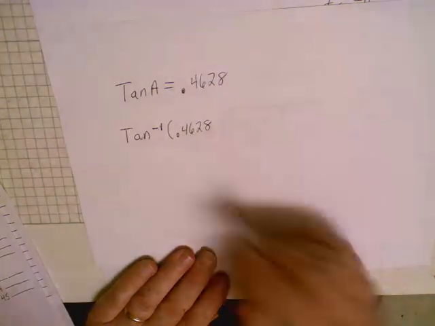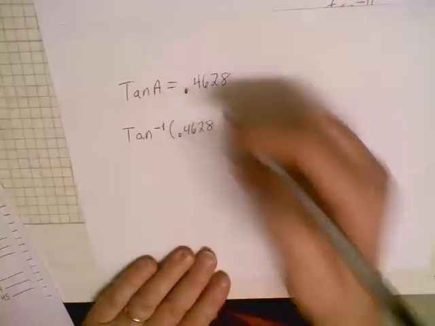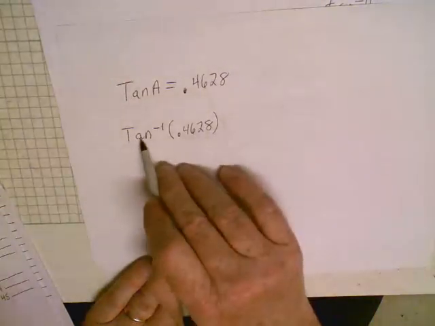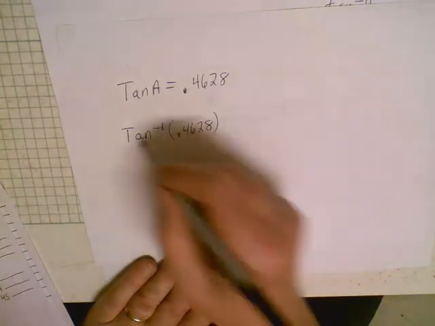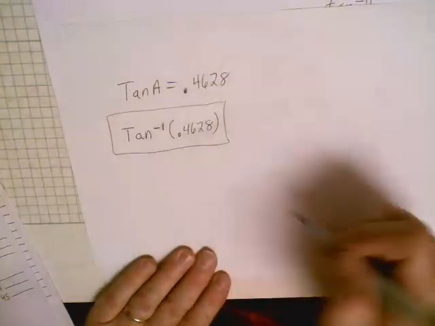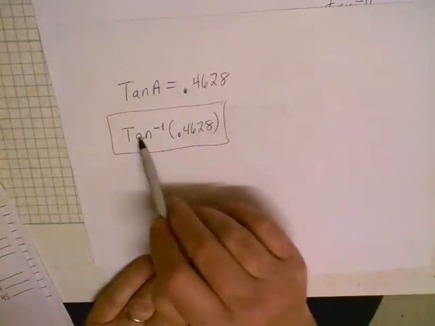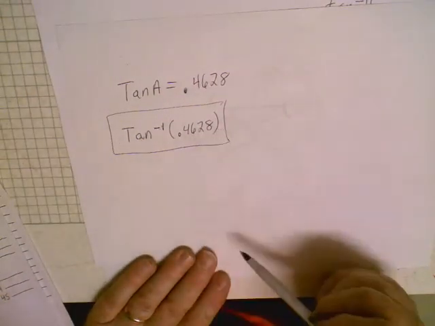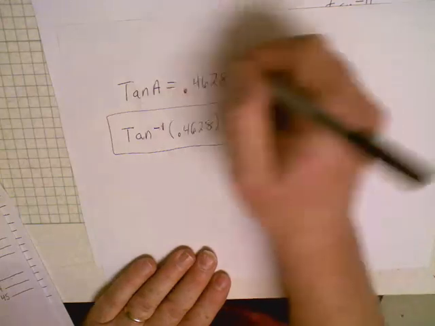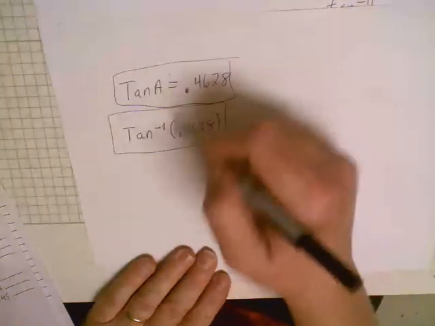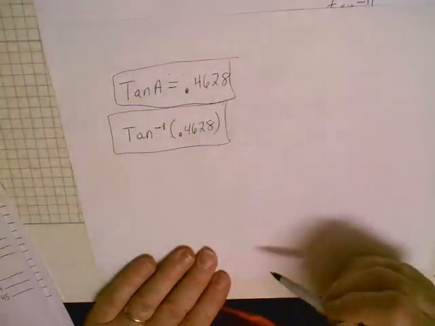0.4628. So instead of having it written out this way, it'll just say what your calculator is going to show you, or it's showing you exactly what to punch into the calculator. Second, tangent, and then you put in the number. So these two mean exactly the same thing. You're doing the same thing on those.